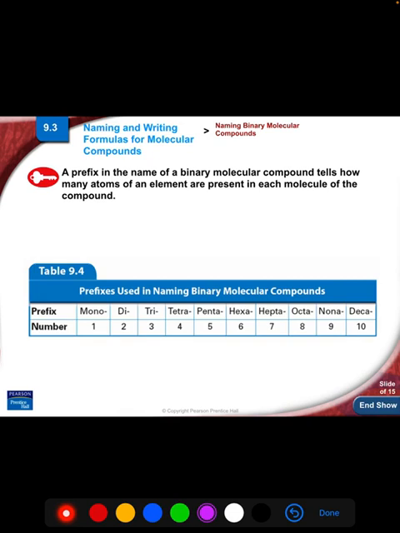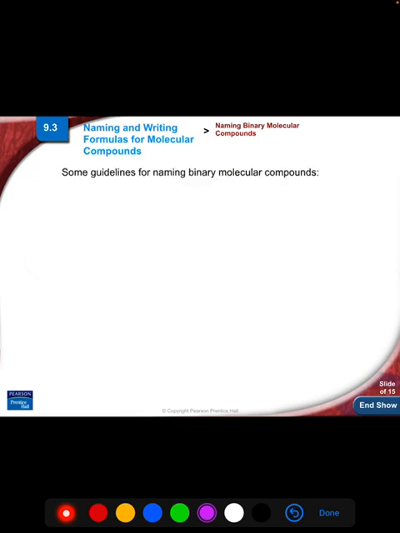So you've heard of most of these. Let's see. There are Latin cognates as well. For example, di is Greek and bi is Latin. But mono is Greek and uni is Latin, for example. But we're going to use the Greek prefixes to tell us how many of each type of atom is present.